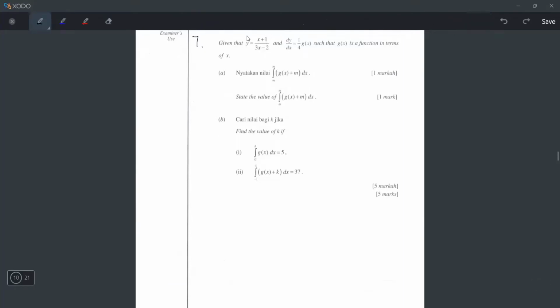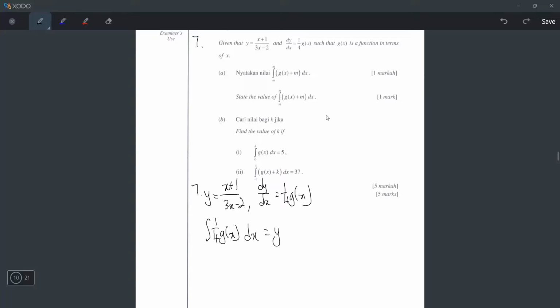Given that y equals to this, dy dx is this. Wait, let's write it down. This is very important info, I think. y equals x plus 1 over 3x minus 2, and suddenly they say dy dx, which means differentiate this, is 1 over 4 g(x). It means when I differentiate this equation, I will get 1 over 4 g(x). So if I integrate 1 over 4 g(x) dx, I will get back y, right?